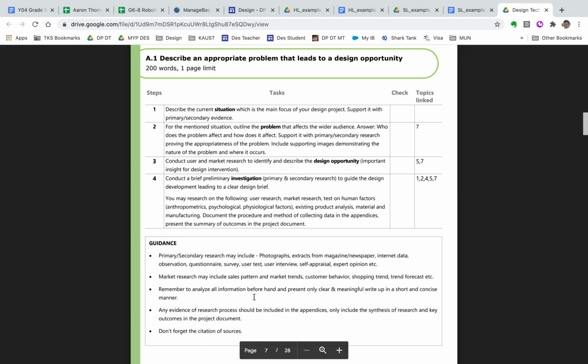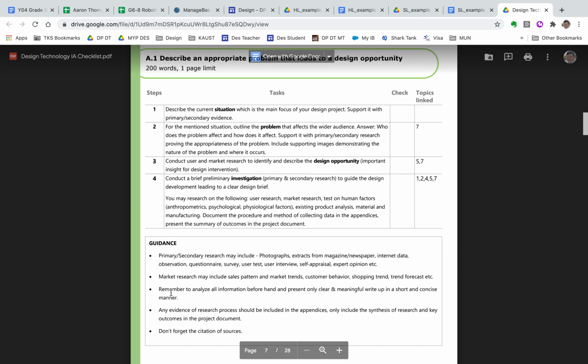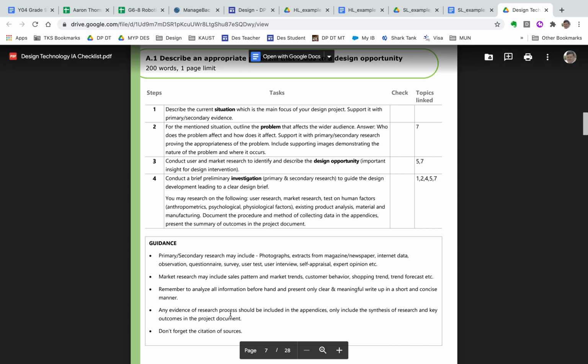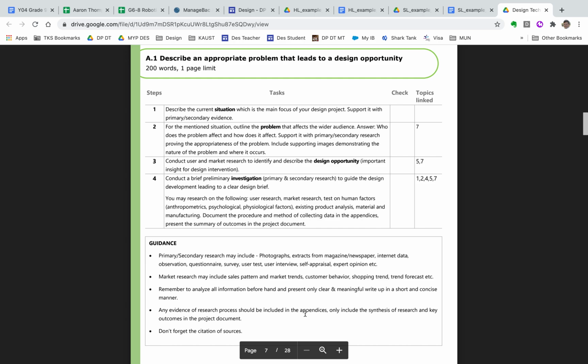You need to analyze all this information and present only clear and meaningful write-ups that are short and concise. So you're not droning on about your research. You're basically summarizing what the research is and what you learned from it. So really quick, concise summaries of your research. And any evidence should be in your appendix. So any evidence of the research process is in your appendix. Now you're not going to hand those into the IB, but I would be able to look at them. And I do expect to be able to see the research that you've done. And you're including a synthesis of the research and the key outcomes. And don't forget to cite your sources.